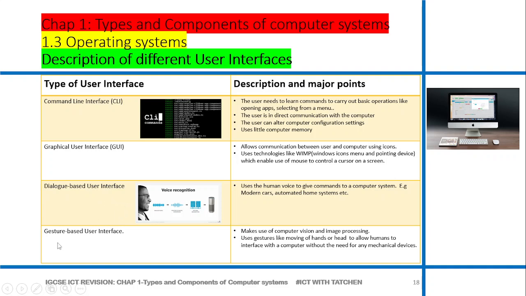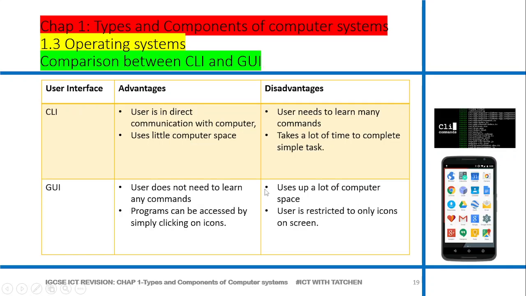Now, the gesture-based user interface. For this one, you will need a computer with a good camera. When you move your hand, it uses computer vision and image processing, so it needs to see some movement. Maybe you wave your hand and it does something, or you nod your head and it does something, depending on how it's programmed. That's basically how the gesture-based user interface works.